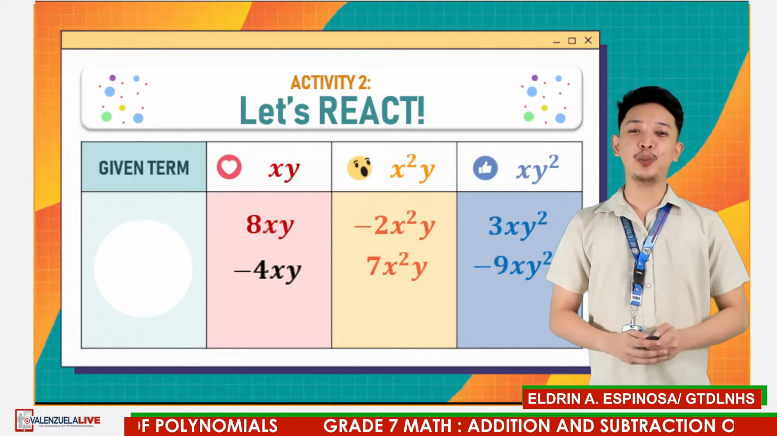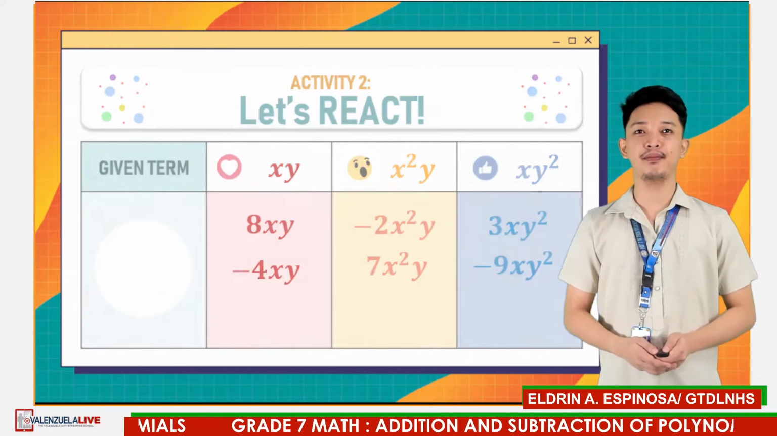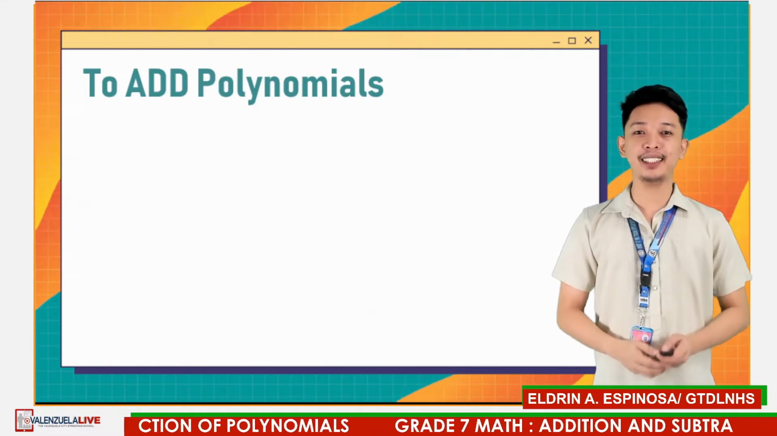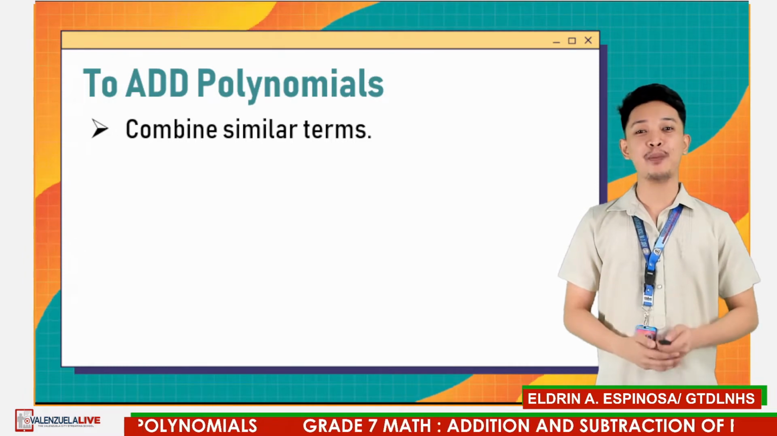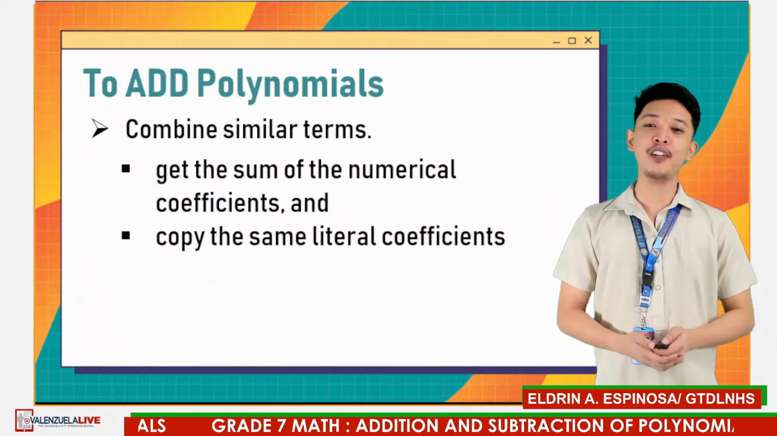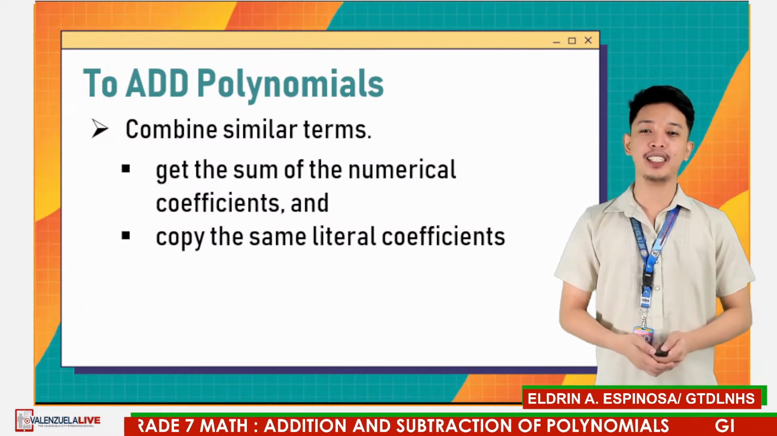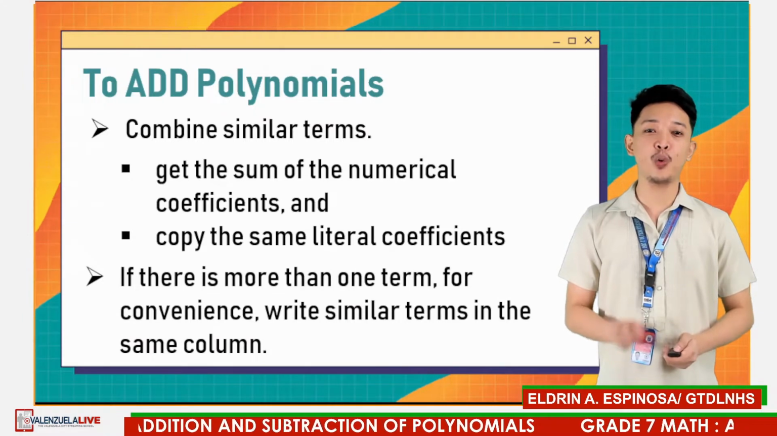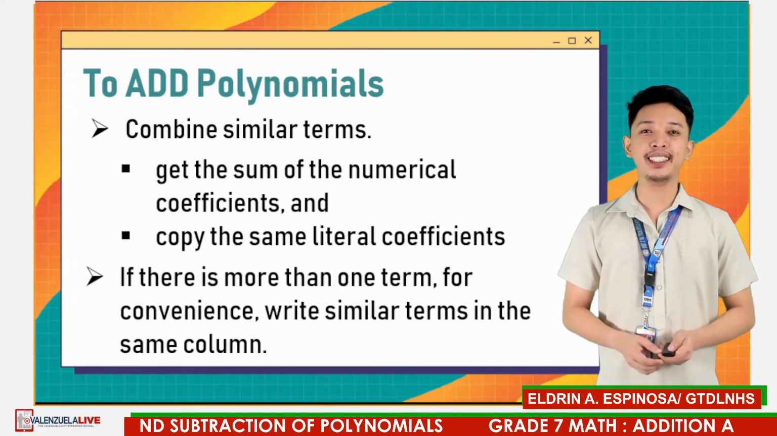Let us now proceed with the addition of polynomials. To add polynomials, we just need to combine the similar terms. And how to combine similar terms? Just get the sum of the numerical coefficients and copy the same literal coefficients. And if there is more than one term, for convenience, write similar terms in the same column.